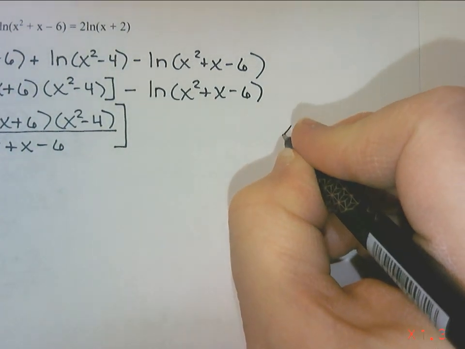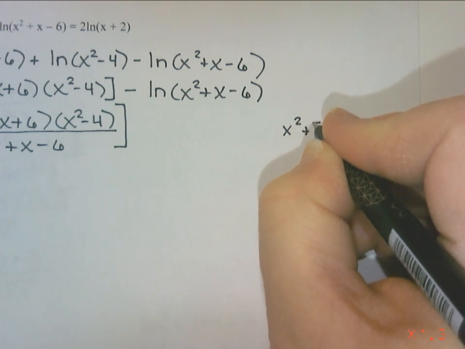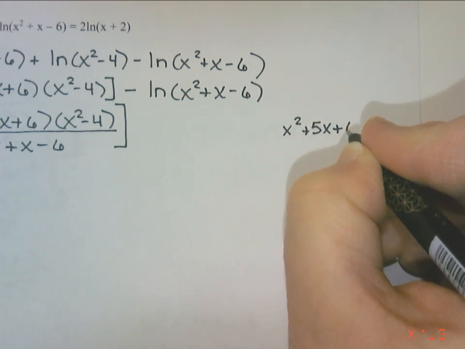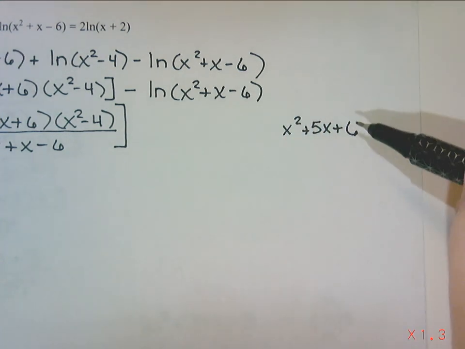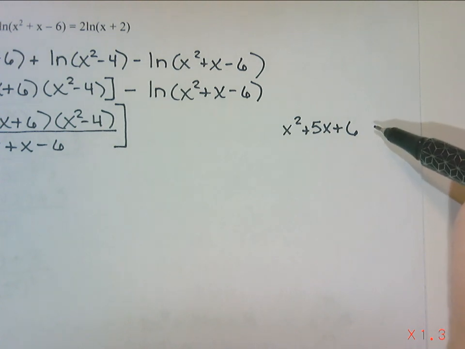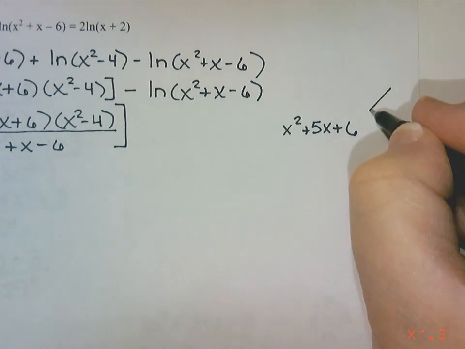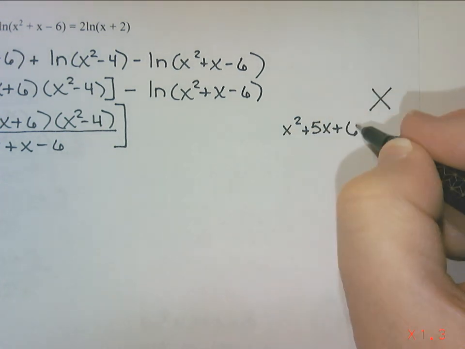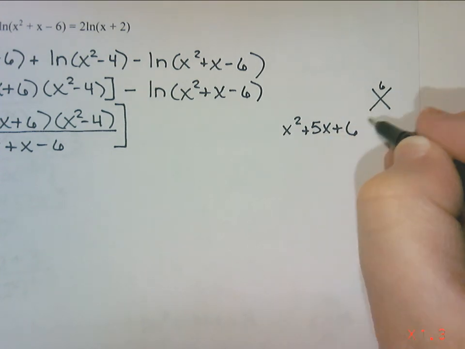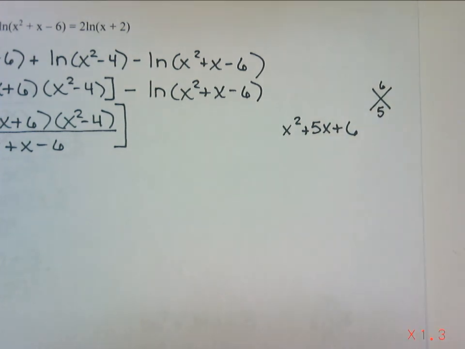So I've got x squared plus 5x plus 6. This one I could use the shortcut for a trinomial. So I'm looking for 2 numbers that multiply to the first and last, which is 6, and add to the middle, which is 5.